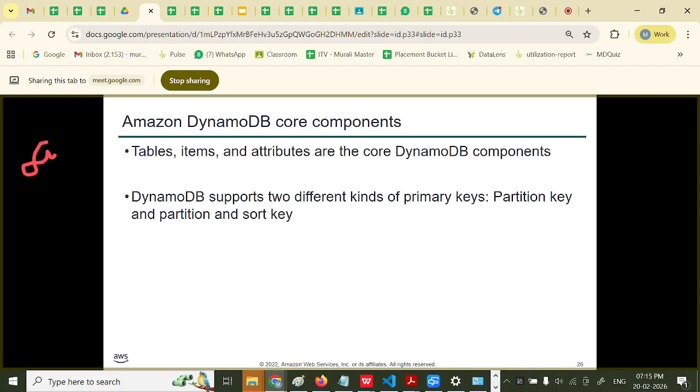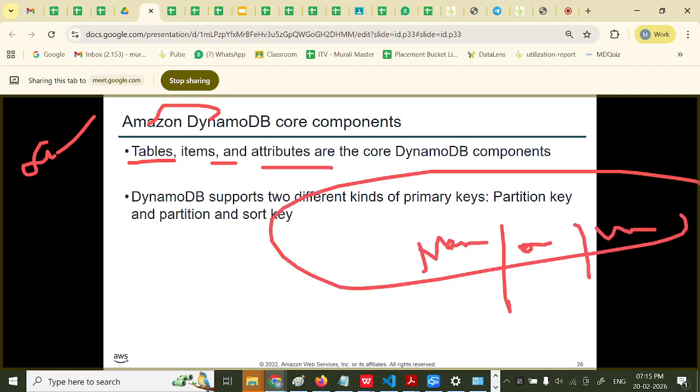Now what does it do? As in SQL we have tables, right? Same thing in DynamoDB, we can have tables, items, and attributes. Attributes are nothing but field names like name, email ID, phone number. These are all called your attributes.